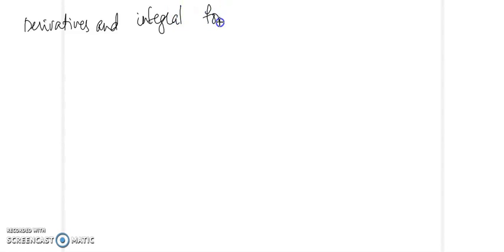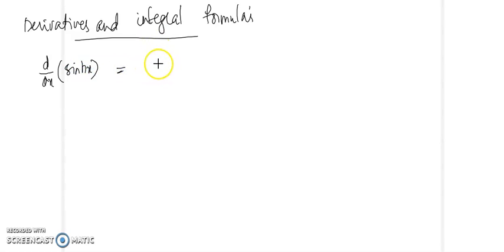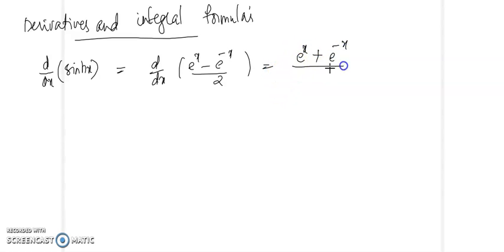Okay, now let us look into the derivatives and integrals of hyperbolic functions. So the derivative and integral formulas. Now when you take the derivative of sinh x, that is d by dx of (e^x minus e^(-x))/2. When you take the derivative, you are going to get (e^x plus e^(-x))/2, which is actually cosh x.